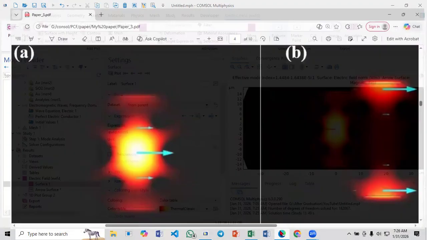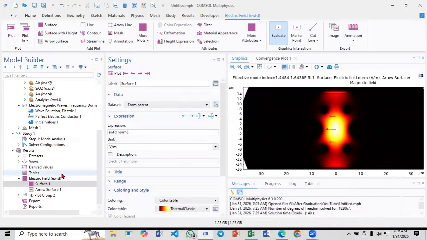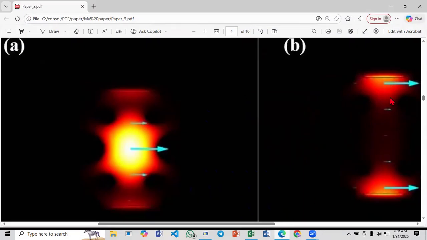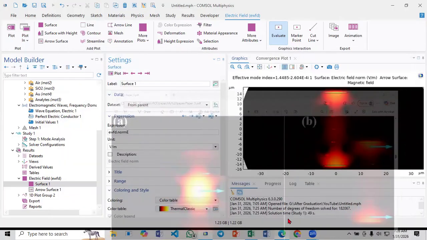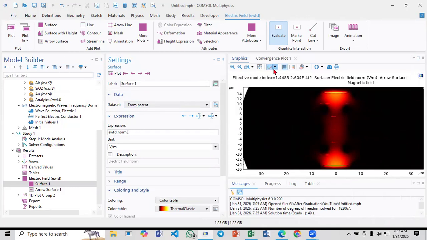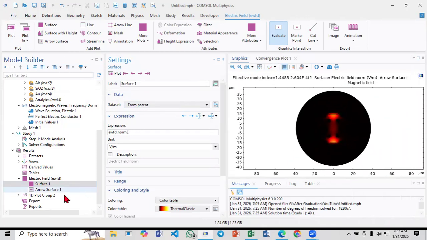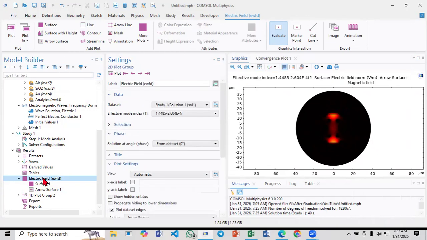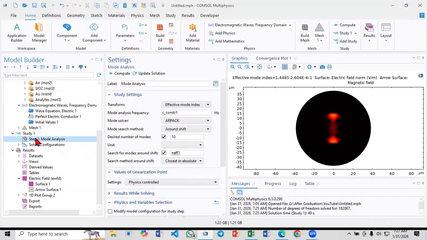Okay, and then we will see the SPP mode. So I think this is the SPP mode, right? Yeah, this is the SPP mode. Okay, so that's the thing. I think at the resonance wavelength we got the SPP mode.